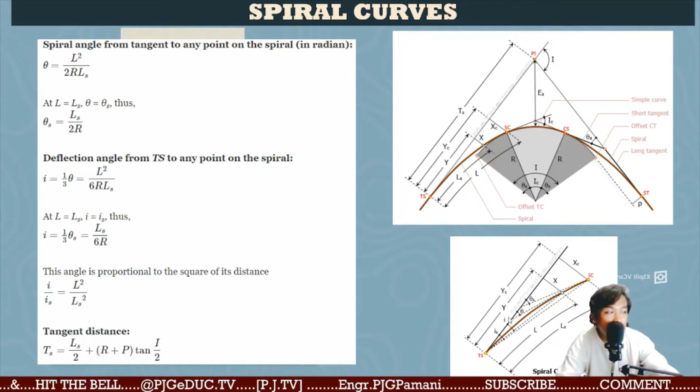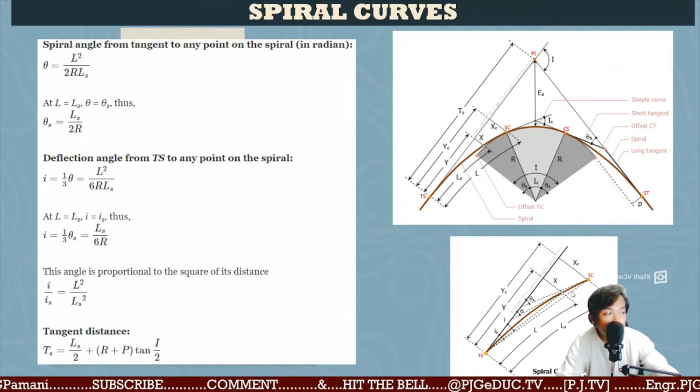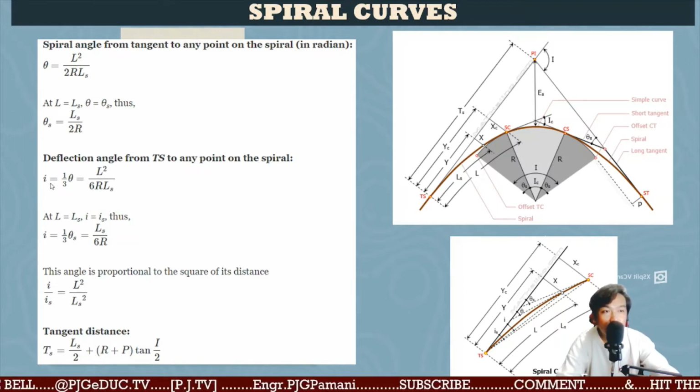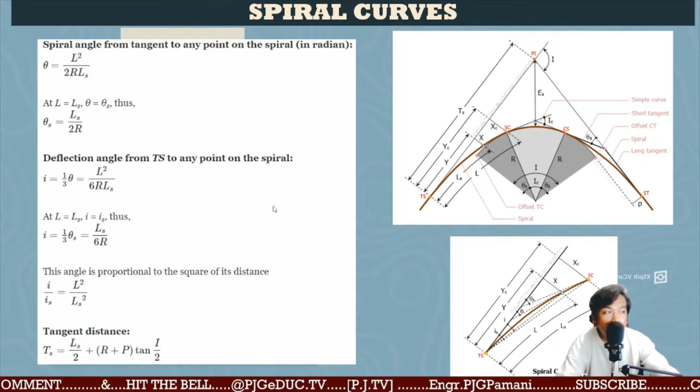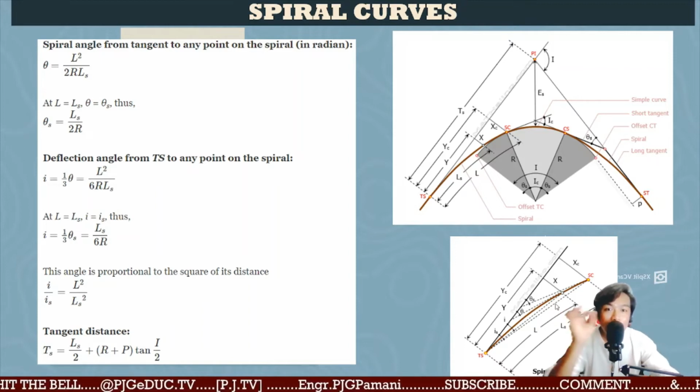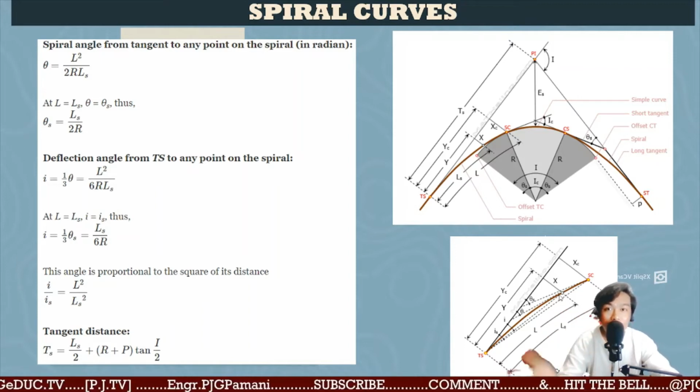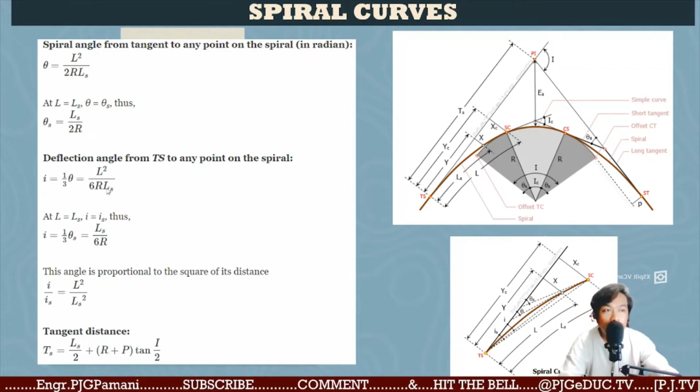Then the deflection angle from TS to any point on the spiral. Now, the deflection angle naman, as you can see in this figure, deflection angle is in the triangle of XC, then the long chord, then your tangent line YC, or Y at any point. So if it is at any point, I is 1/3 theta, which we have already computed here, or simply equal to L squared over 6R LS. L again is the length of the spiral at any given point within the span of the spiral curve.